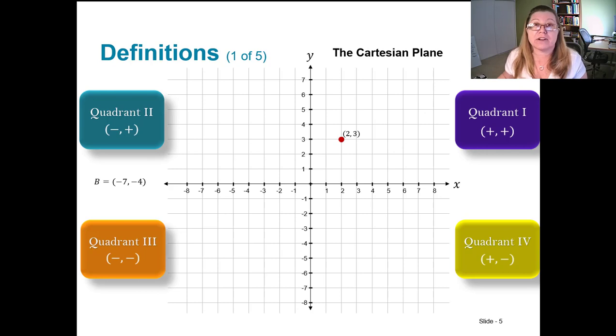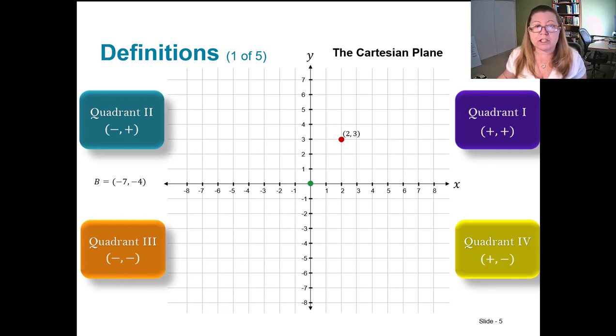Let's take another. First of all, I want to anticipate where this point should be. Both the x value and the y value are negative, and therefore this point of (-7, -4) should be down in quadrant 3 somewhere, because that's where the negative lives.